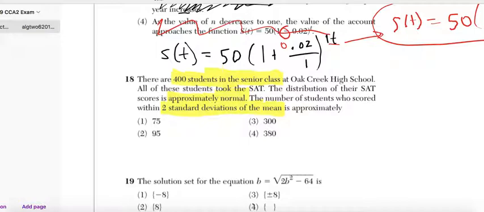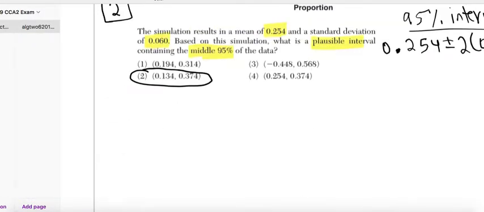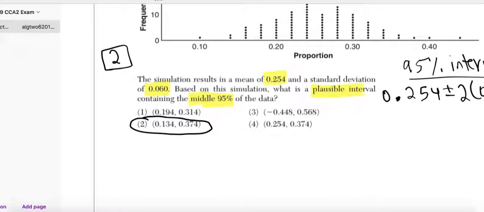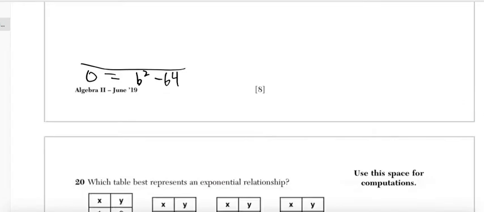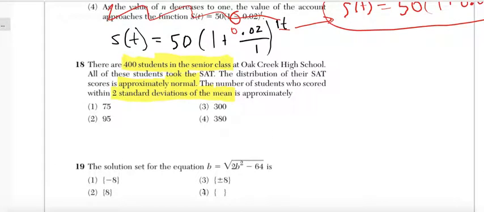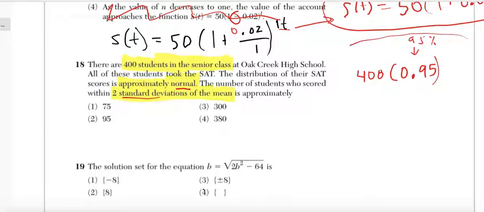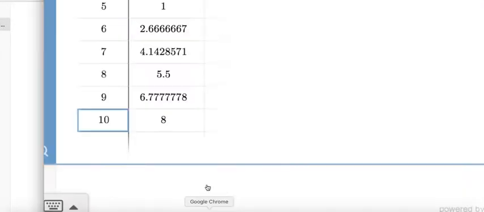Okay, guys, if you remember, when we looked at question 13, 95% of the data lies within 2 standard deviations of the mean, meaning 2 standard deviations below and 2 standard deviations above when we have a normal distribution. So since it's a normal distribution, and all 400 students took the test, within 2 standard deviations of the mean, it has to be 95% of the total number of students who took the test, which is 400. So 95% as a decimal is 0.95. So I'm just going to find out what's 400 times 0.95.